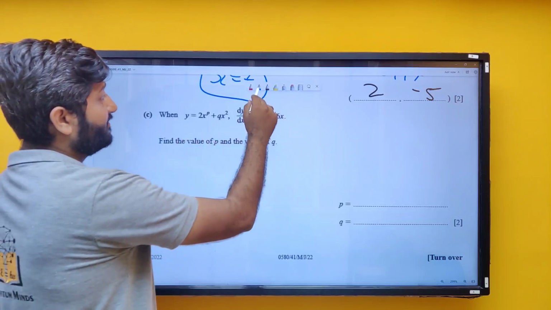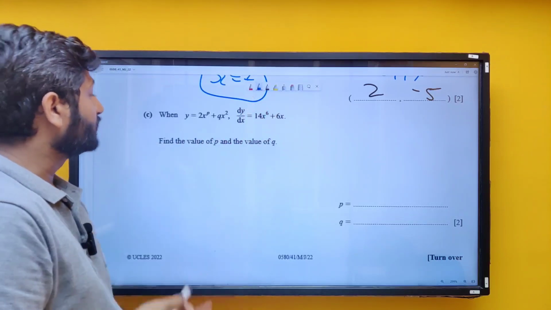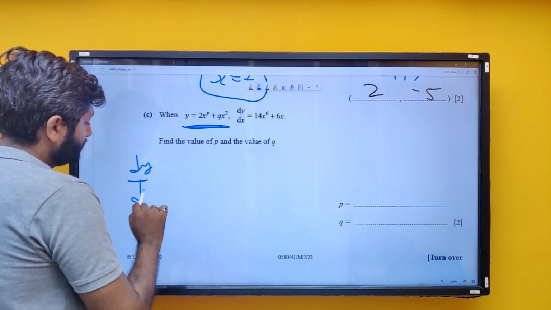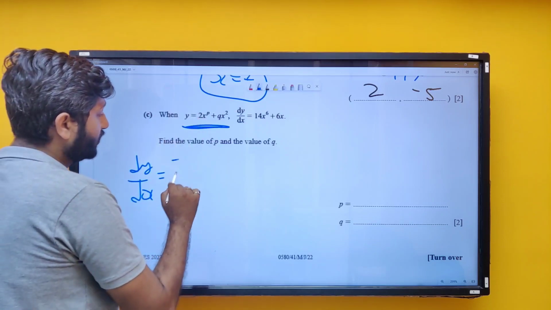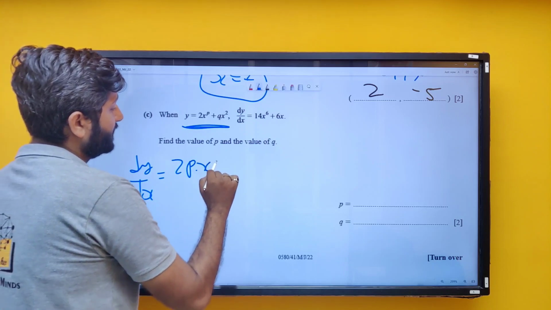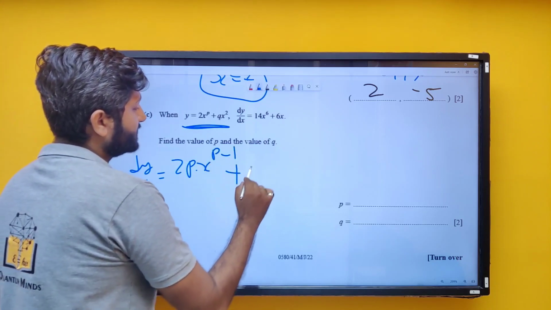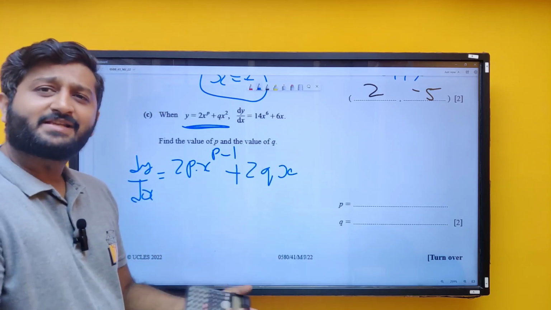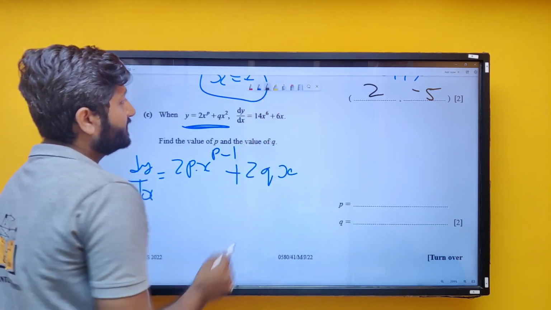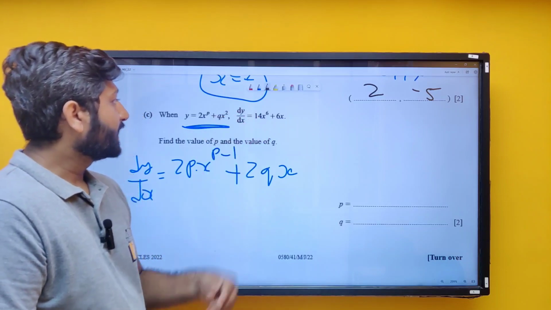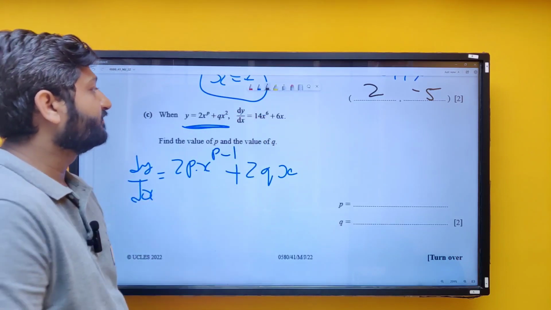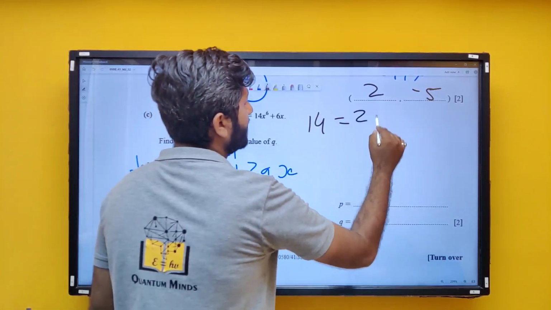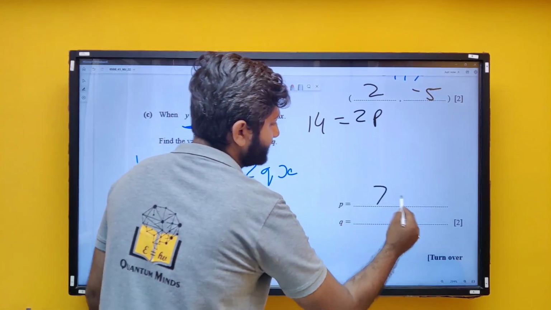Find the value of p and q. Okay, so if this is my y, let me take dy by dx. My dy by dx is going to be 2 into p x power p minus 1 plus 2q into x. Now just compare the coefficients. In dy by dx, the coefficient of x power 6 is 14. So I can say 14 equals 2p. So from here I can say p is 7.